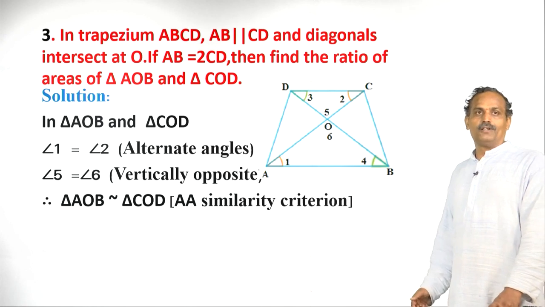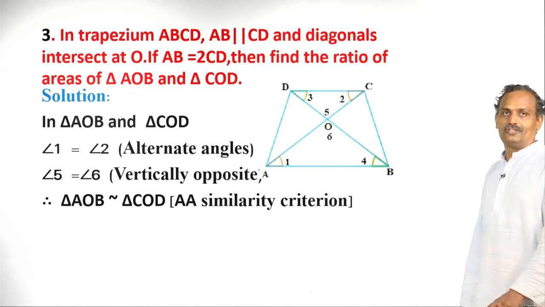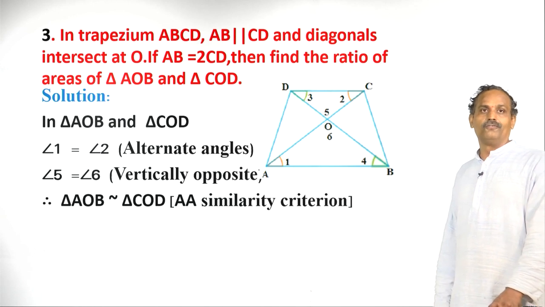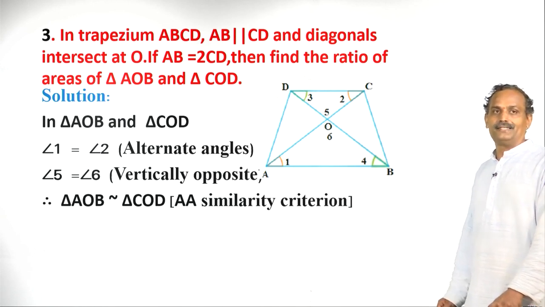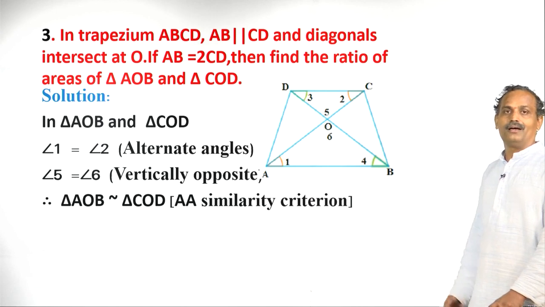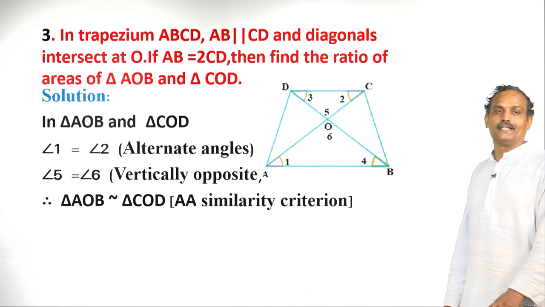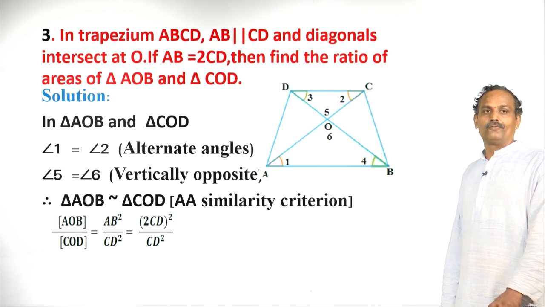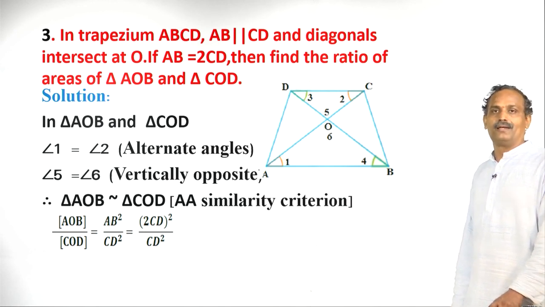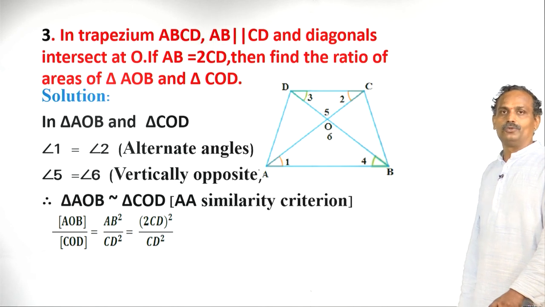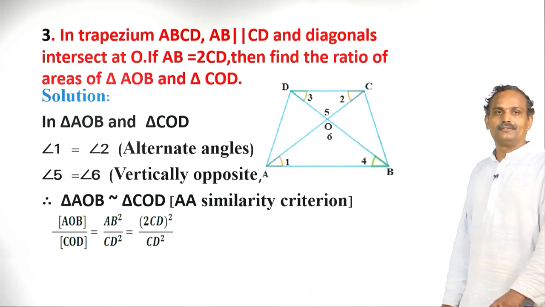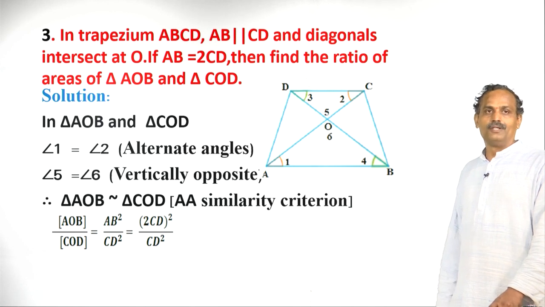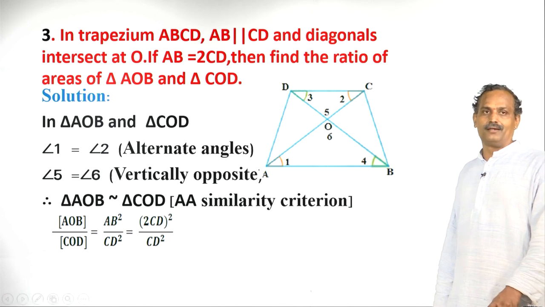But the problem requires us to find the areas of triangle AOB and triangle COD. Therefore, let us recall that the areas of similar triangles are proportional to the squares on the corresponding sides. Therefore, area of triangle AOB by area of triangle COD is equal to AB square by CD square. So let us substitute the value of AB; it is given that AB is 2 times CD. Therefore, let us substitute AB square as (2 CD) whole square by CD square.